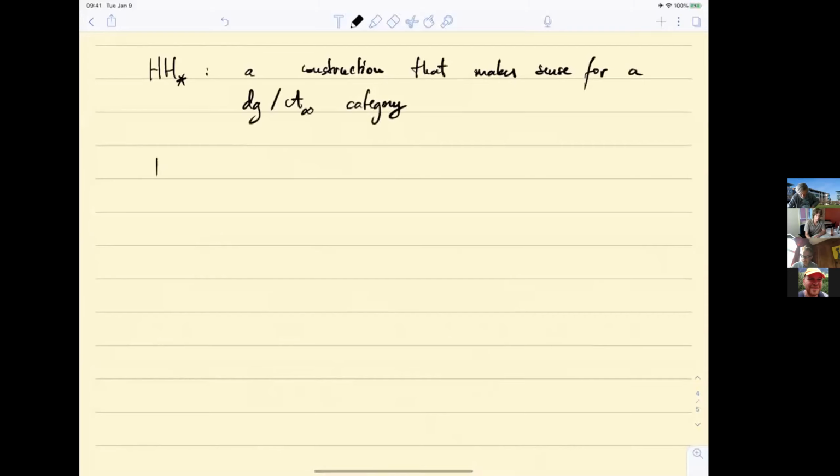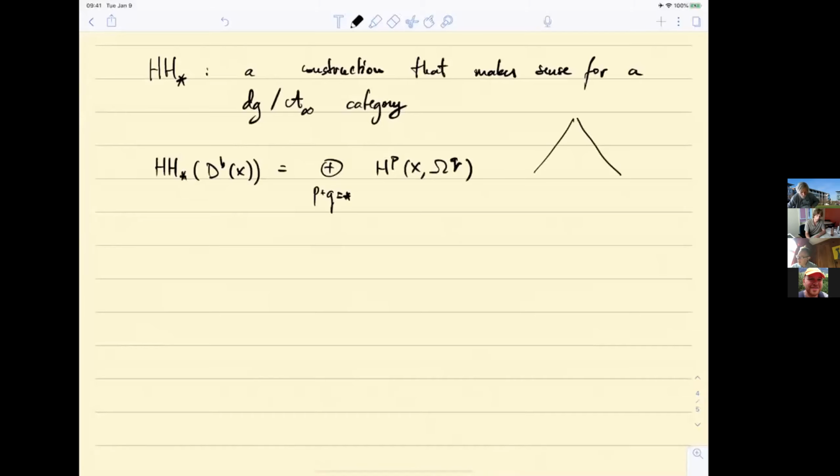And if I feed into it the derived category of X, the answer is the direct sum over all P plus Q equals star of HP of X, omega Q. So what you should think about is that Hochschild cohomology, when I feed into it the derived category of a variety, gives me... oops, this is not correct. This is Q minus P equals star, I apologize.